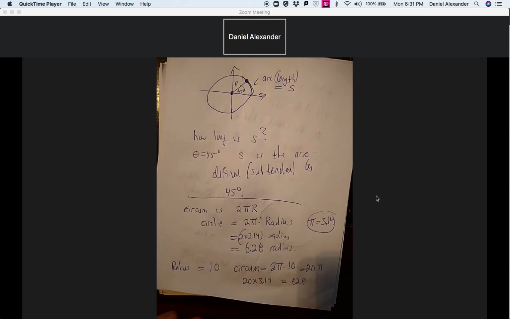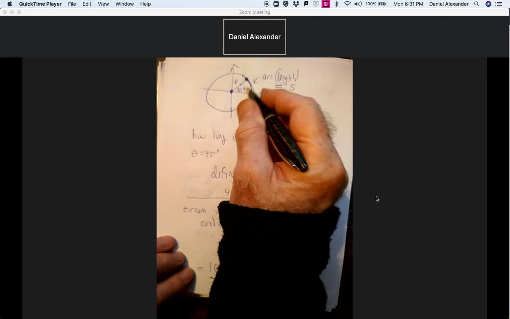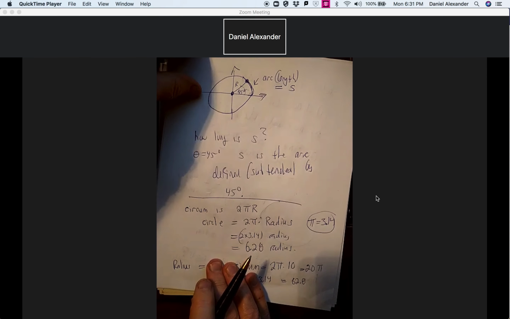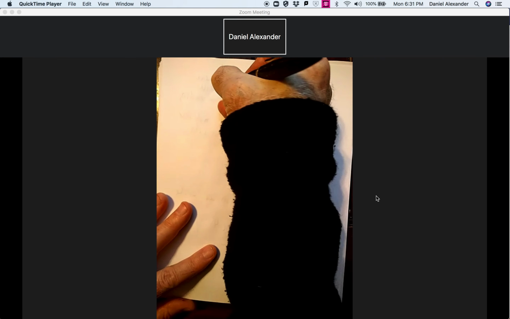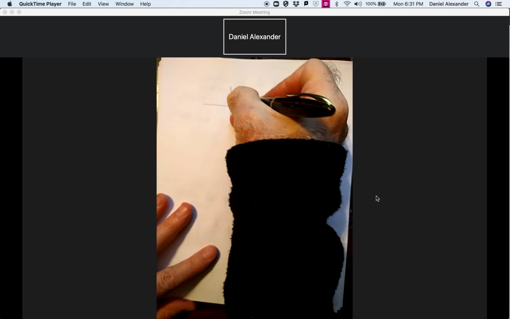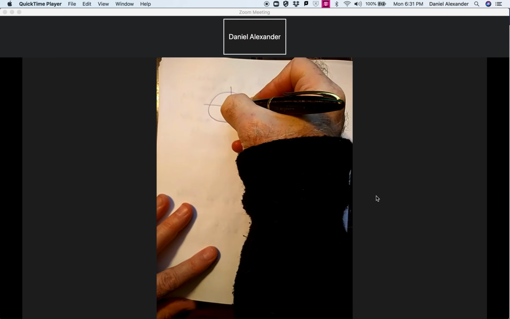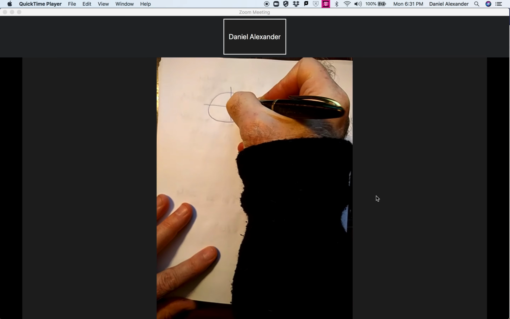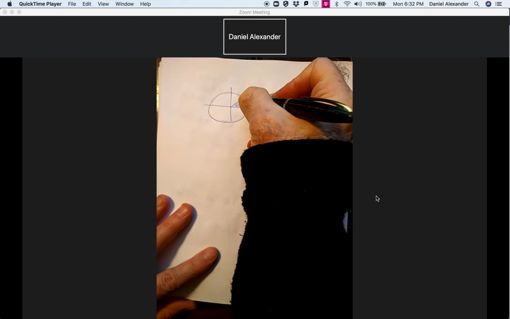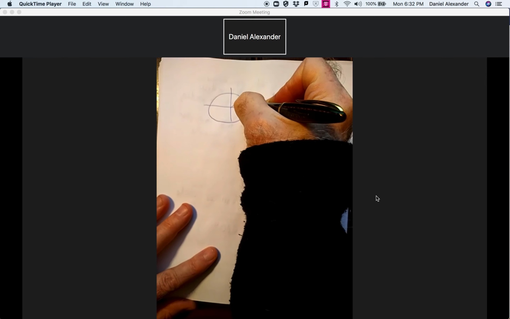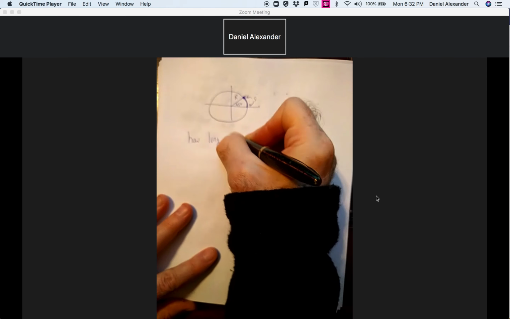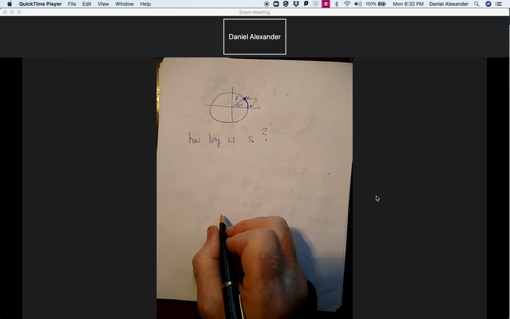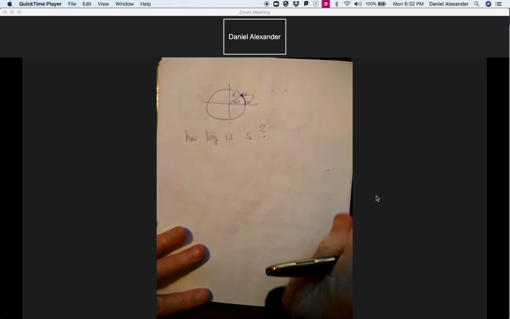Okay, so back to this. I want to figure out how long that arc is. I'm going to draw the picture again on the next page. So here's my circle. My angle is 45 degrees, so I'm going this direction. Here's S right here. So S goes between there and there. There's my radius. How long is S? I'm going to leave the radius blank for a second.